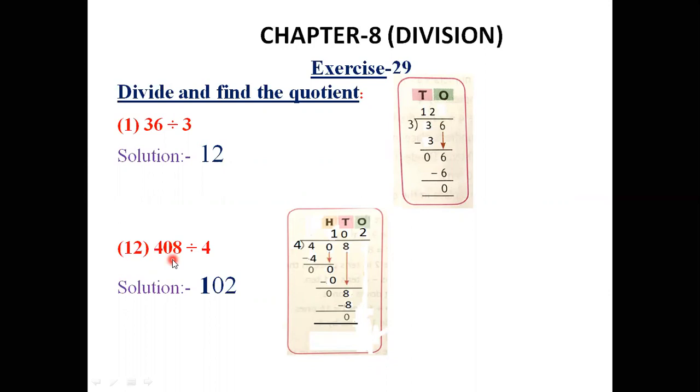Now when we divide 408 by 4, 4 1s are 4. We get 0 as a remainder, and now write the 0 here. Now there is no division for 0, so we bring down the 8, and now write the 0 here, and 8 divided by 4 is 2. Now in this way 102 is the quotient.